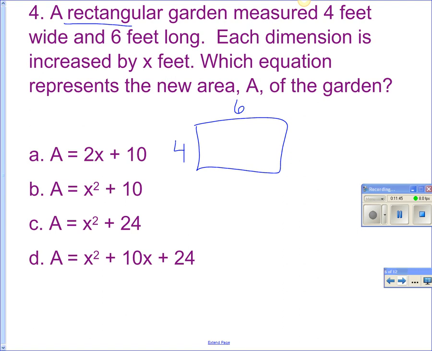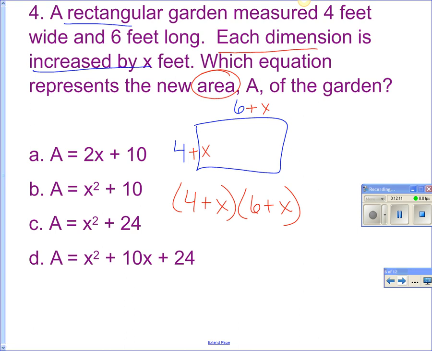How do you increase by x? You plus x. Very good. You plus x. And it said each dimension, so that means each side. Dimension just means the side. Okay? Jack, what's the key word? How do you find the area? You multiply. Good. All right, Riley, help me multiply those. Okay. All right, and Chase, help me with one more step.